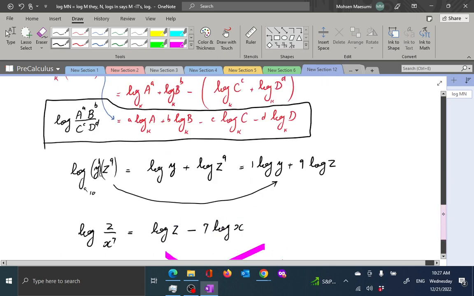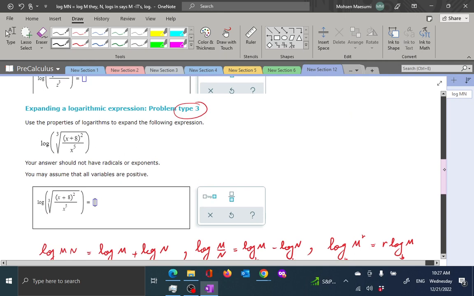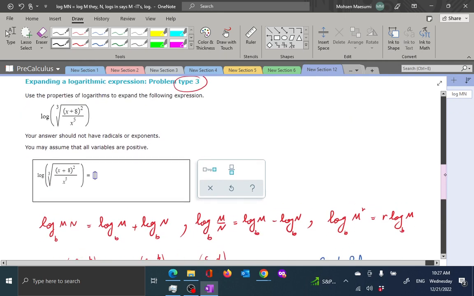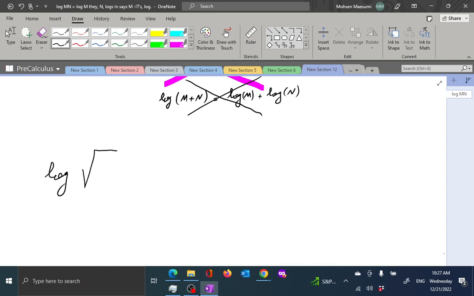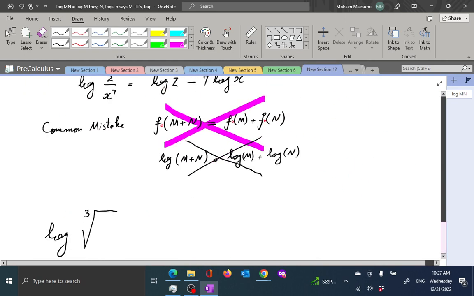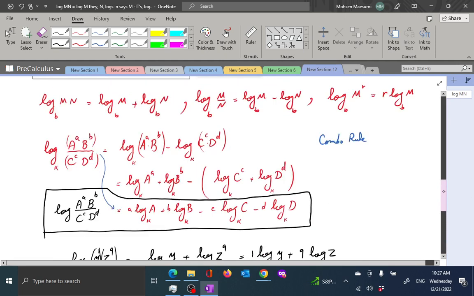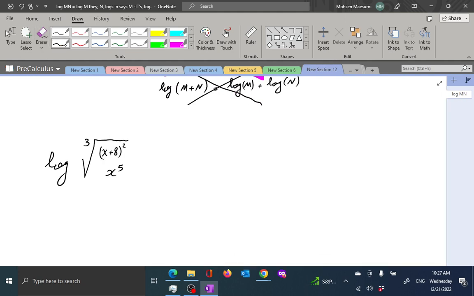So where does this mistake come up? In the third version, which is perhaps the more complicated of these. Let me see if I can remember. So the question is, how do you simplify the logarithm of the cube root of (x plus 8) squared divided by x to the power of 5? Let me write this with better handwriting.